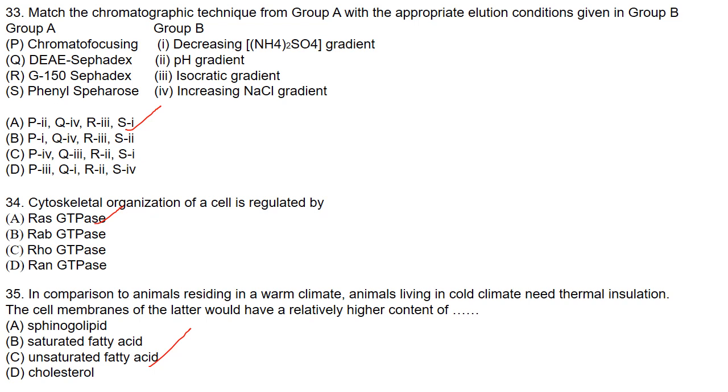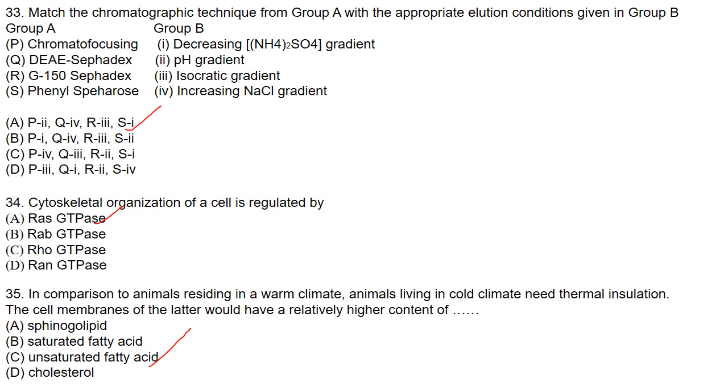Then match the chromatographic technique from group A with appropriate elution conditions given in group B. So chromatofocusing, pH gradient; DEAE Sephadex, increasing NaCl gradient; G150, isocratic gradient; and phenyl Sepharose, decreasing ammonium sulfate gradient. So the answer here will be option A, P2Q4R3S1.